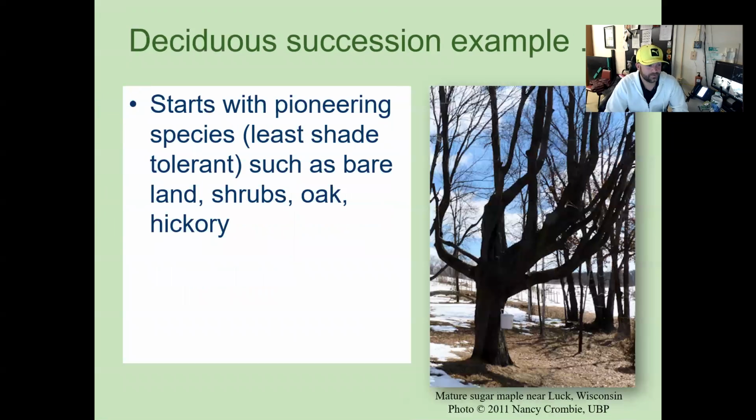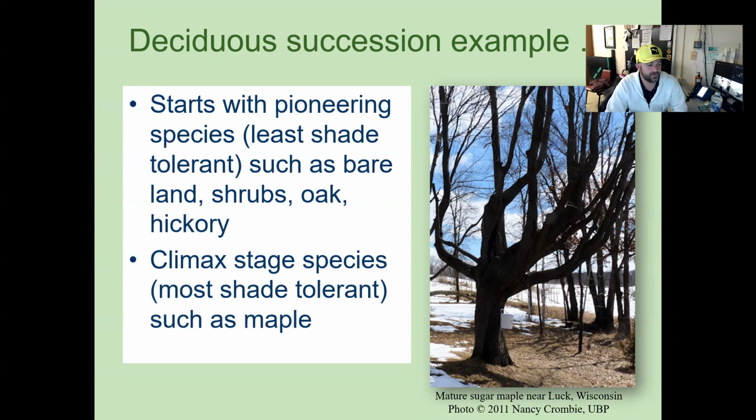Deciduous succession examples starts with pioneering species such as barrenland, shrubs, oak, and hickory. And some climax would be ones such as the maple that you see down in the picture on the right here, of a mature sugar maple in Wisconsin.